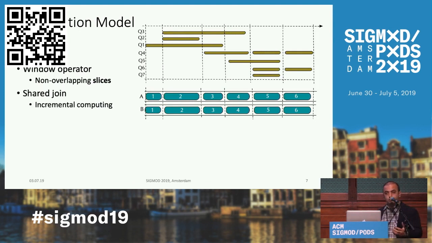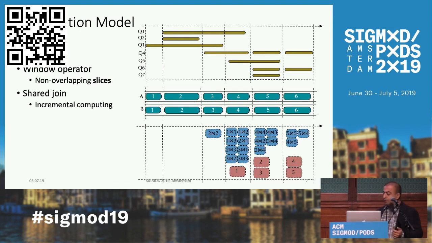And our shared join adopts an incremental computing technique. For example, if we want to join stream A and stream B, first, here, for example, the query 2 is ended. And basically, we have to join slice 2 from A and slice 2 from B. And basically, the two slices are joined and done.